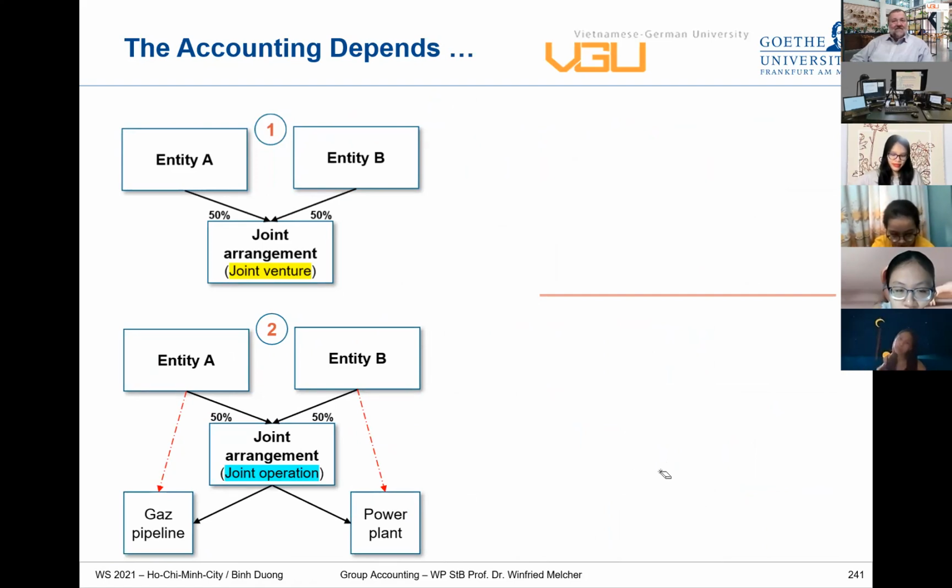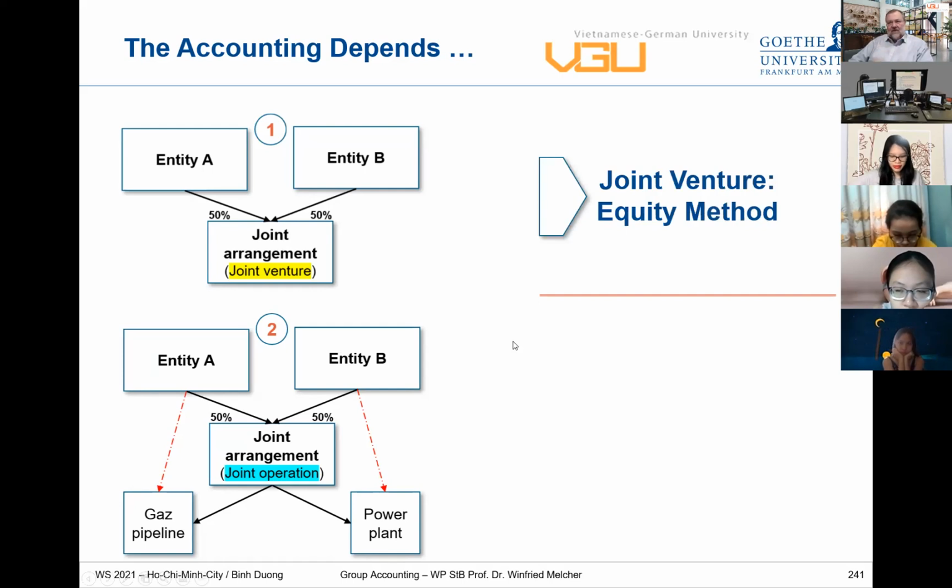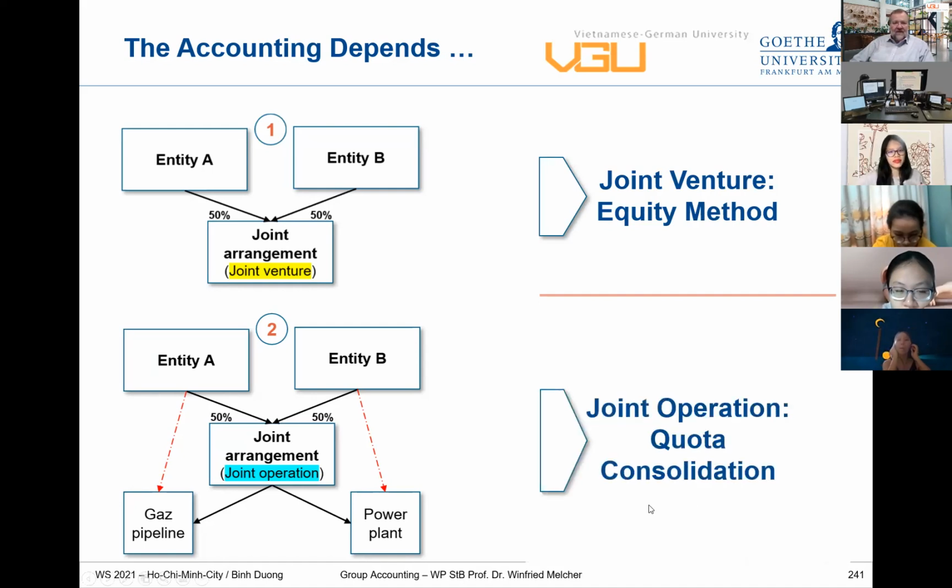All right, so the accounting depends. It depends on what? Well, the accounting depends on the type of joint arrangement. So if it is a joint venture, then you will use the equity method. If it is a joint operation, then you will use the quota consolidation. So that's basically it. So what is the reasoning for that?